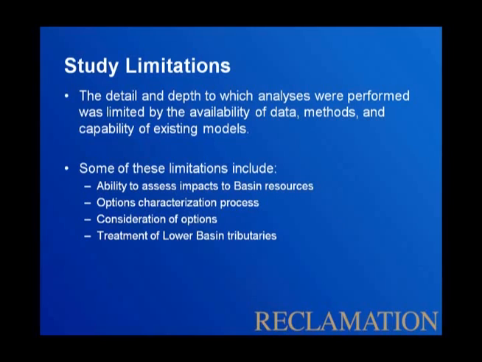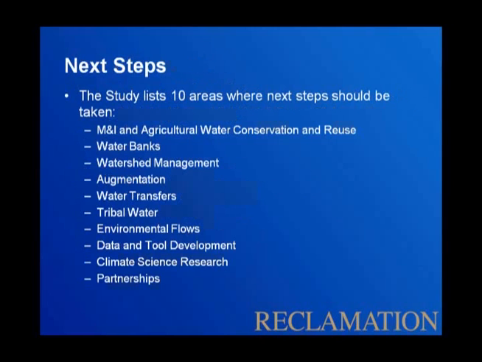Another limitation is with respect to the geographic scope of the study. The lower basin tributaries, namely the Virgin River, Bill Williams River, Little Colorado, and the Gila River, were handled differently than the other tributaries in the upper basin. These are not natural flows. These are gauged flows, and in the case of the Gila River, this is not included in the model that we use. And so this is an area that we're going to move forward in to better understand the use on these tributaries and in some cases develop natural flows and include those into our model.